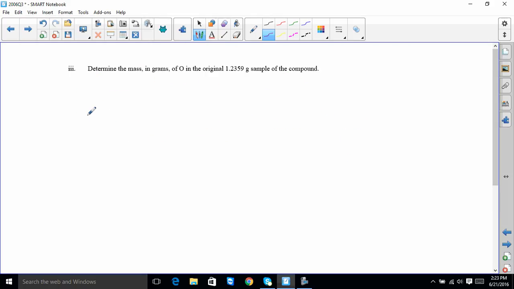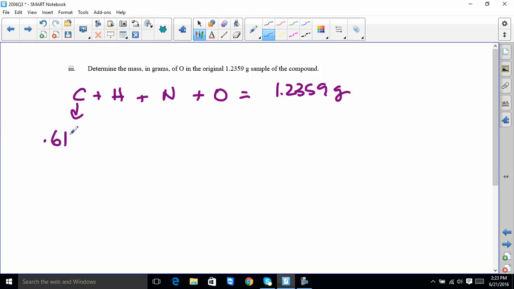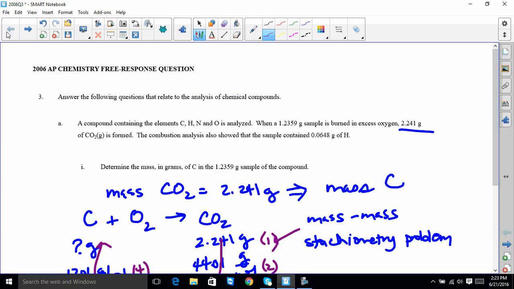Next question, determine the mass of oxygen. Well, here's the thing. This is carbon plus hydrogen plus nitrogen plus oxygen equals the total sample mass. In I, we found out that carbon was 0.6116 grams. In II, we found out that nitrogen was 0.3564 grams. In the original problem, they told us that hydrogen was 0.04648 grams.